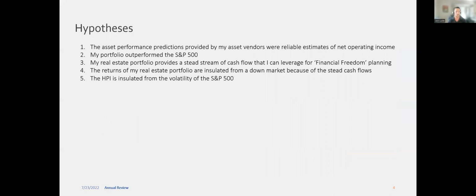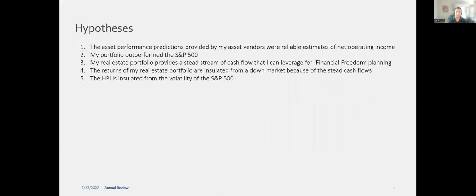The second one is I hypothesized that my real estate portfolio outperformed the S&P. The third one is a common mantra in real estate that single-family homes provide a steady stream of cash flow that can be leveraged for retirement planning. So I wanted to assess the volatility of my cash flows.